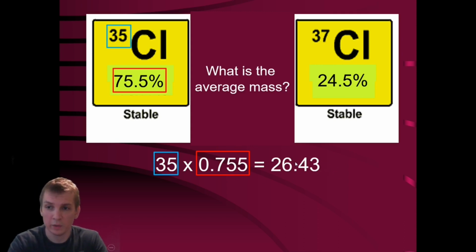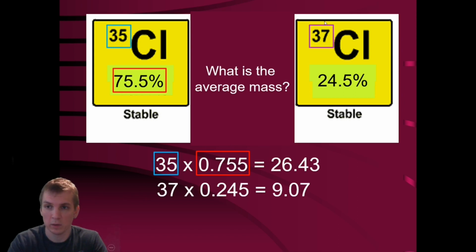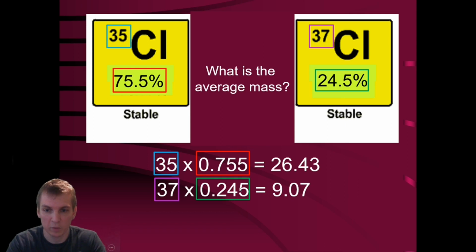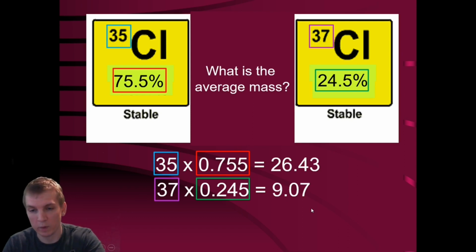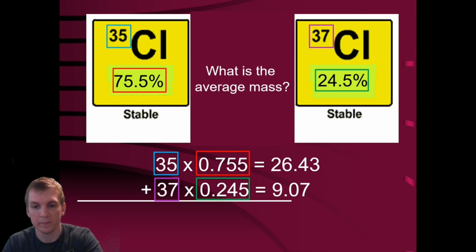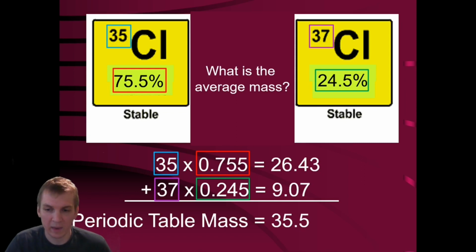Okay? Then you do the other side. You do 37. So here in this purple box, 37 goes right here. And then 24.5 in green goes right there. Again, divide by 100 to get in decimal form. Multiply it out. You get another number. Okay? You take those two numbers and you add them all up. So the periodic table mass that you see is 35.5. And that's actually what you do see on the periodic table. That's called the weighted average for that element. So to review, mass times percentage, and then add them all up.